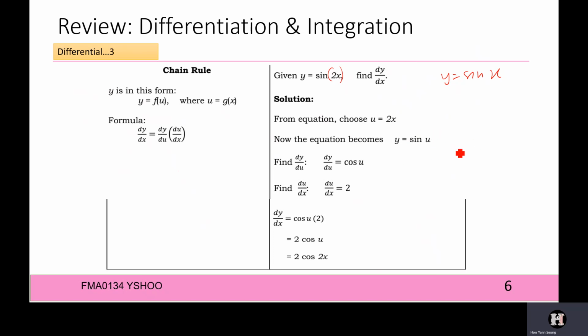So when you have sine u and you differentiate, you will get dy/du, which is cos u. But the problem is the question asks you to find dy/dx. So what you learn in the chain rule is that dy/dx is actually dy/du times du/dx. So this is the chain rule. It means you first differentiate with respect to sine, and then you differentiate what is inside the function of the sine, which is 2x.